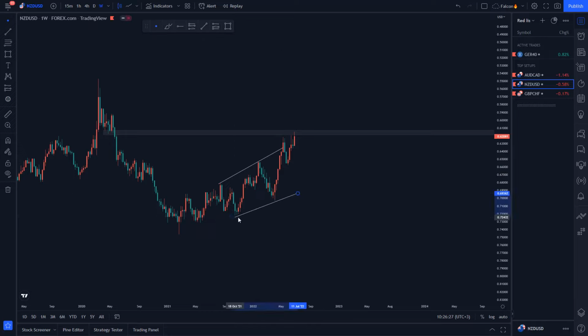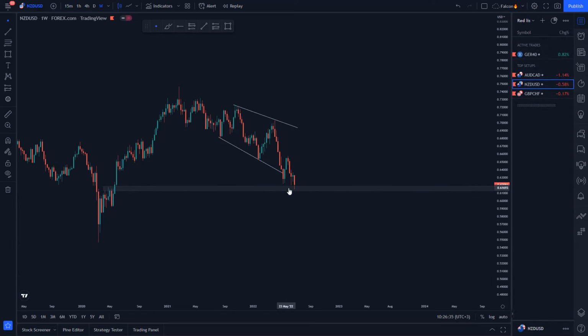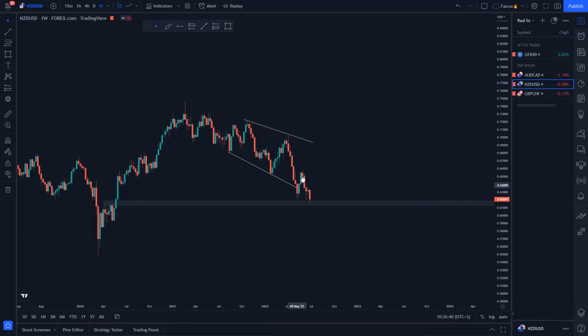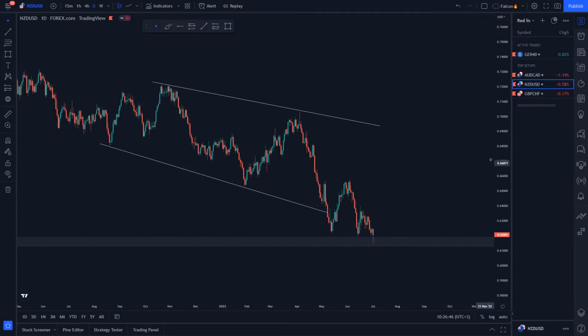Okay, so we have a nice pattern over here, of which it has extended up to these levels that it was so nice to buy in this level. These are the levels to buy actually. It's looking so nice. So as you can see, this pair is like it's almost finishing the correction, and next week we'll start to see the push to the upside.